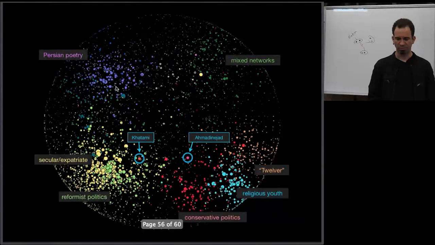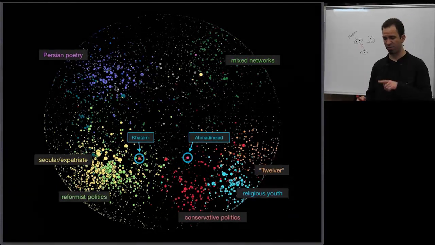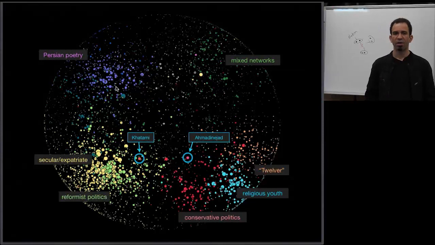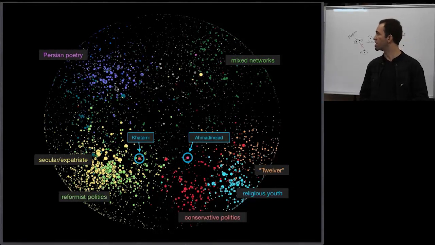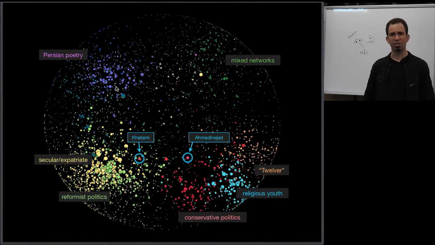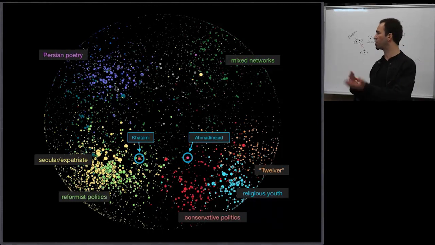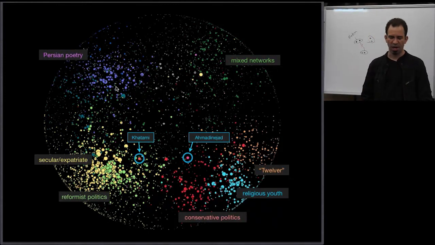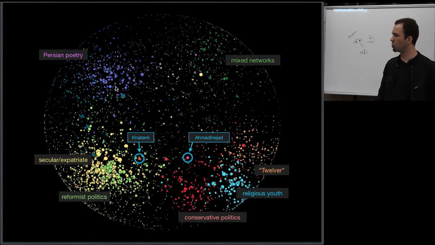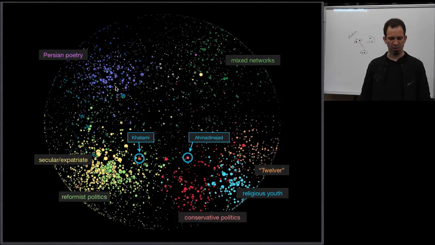So that, we'll get back to that. That's actually the basis of an argument. This is a map of the Persian language blogosphere, or at least as it was in 2009. Each dot is a blog. Larger dots have more inbound links. Dots are placed like multidimensional scaling, right? Dots are placed close together if they have a lot of connections between them. And the colors are human assigned. So, for example, Persian poetry gets that purplish color, and someone read it and assigned it that color.